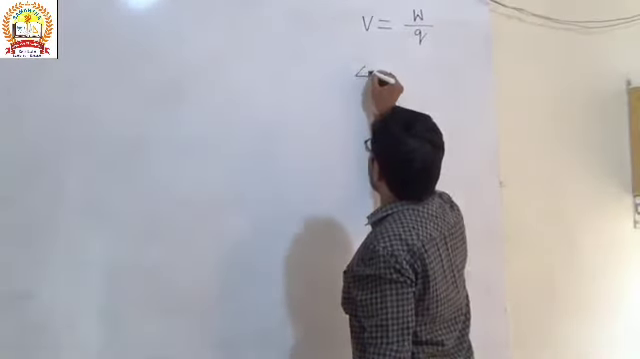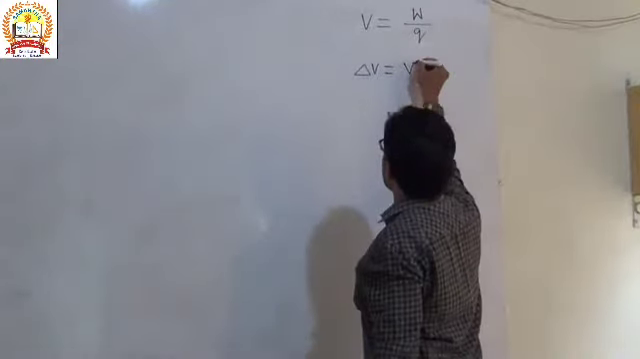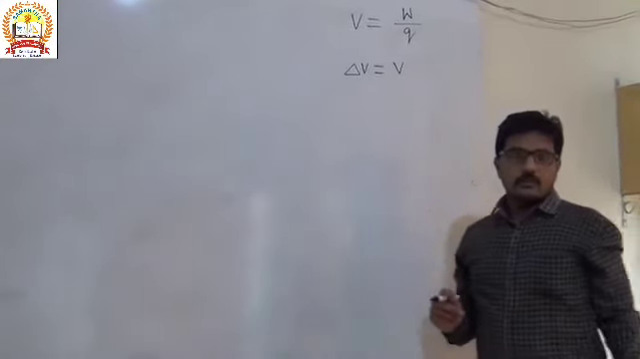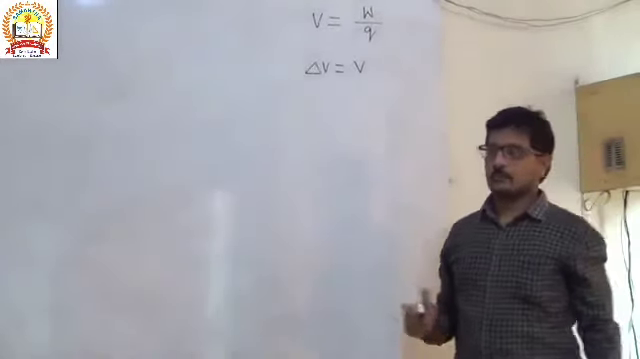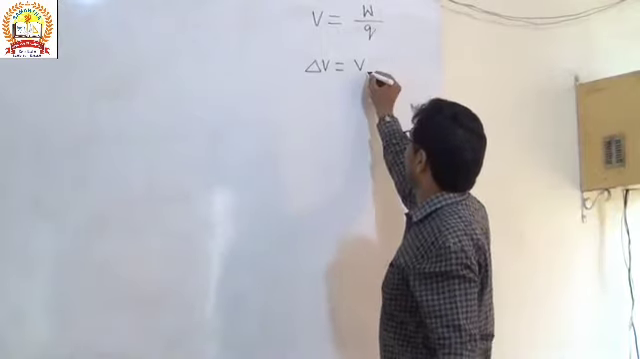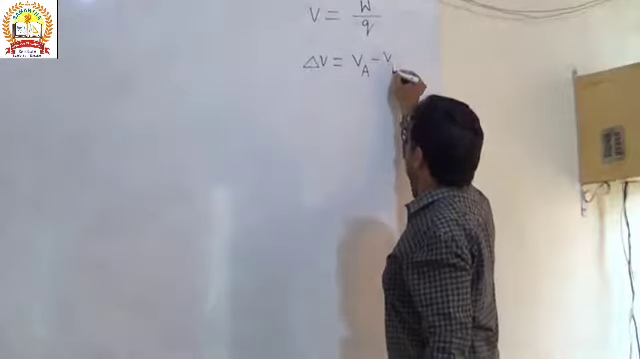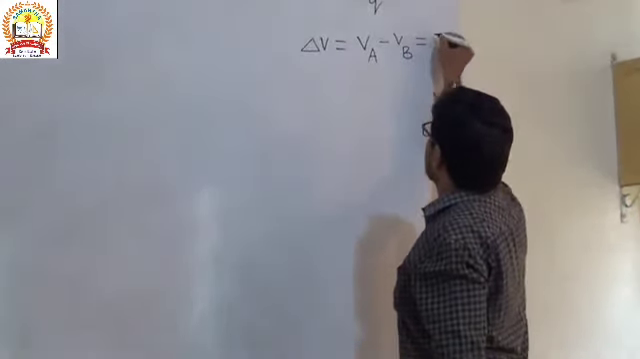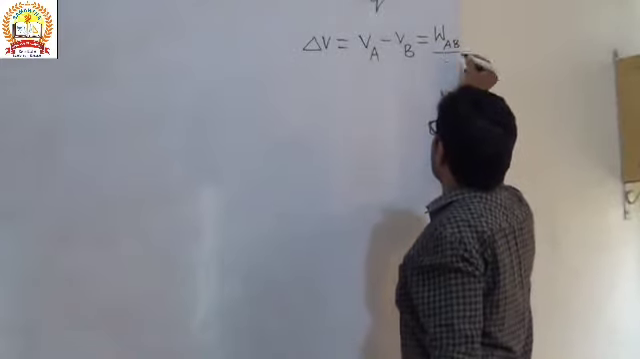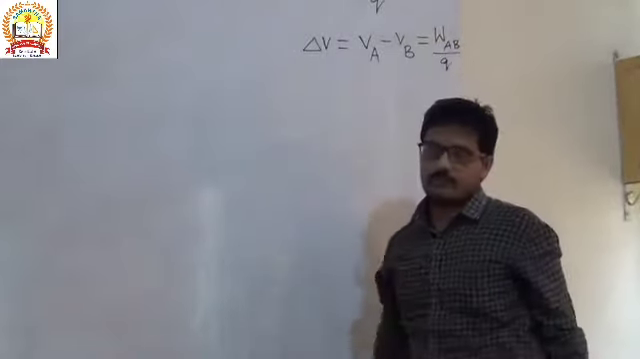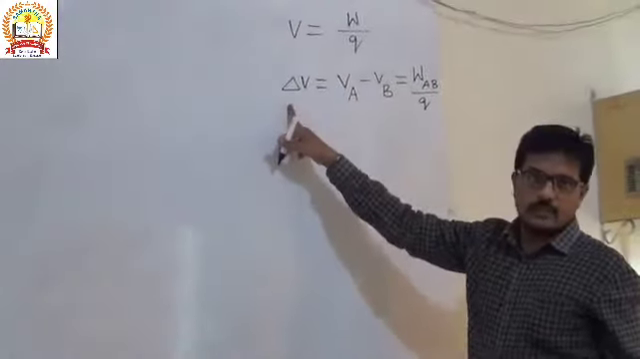And the potential difference, delta V. The potential difference is the amount of work done required to bring the charge from one point to another point, which we have taken from point A to point B. Then delta V is equal to VA minus VB, which is equal to the work done from A to B divided by the charge. This is the electric potential and potential difference.